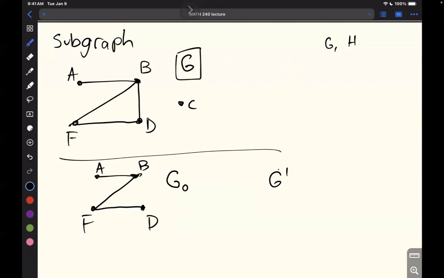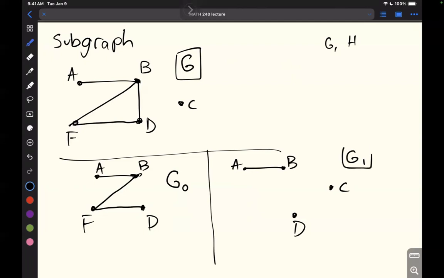And so we can say that that is G naught. We could say that if we've got C over here and D over here, this could be G1. So we've got freedom to choose which vertices and which edges to include.